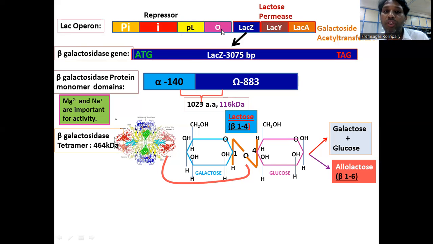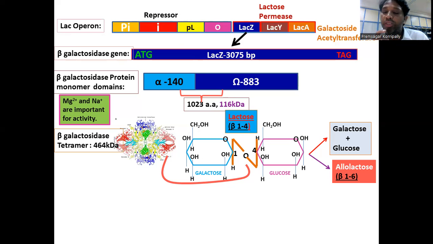yellow lactose bound repressor can dislodge from the operator region, and once the operator region is free, the RNA polymerase binds to the promoter and transcribes the LacZ, LacY, and LacA. So this is the significance of yellow lactose. Yellow lactose is a natural inhibitor of the repressor molecule. This is about the biochemical function of beta galactosidase.